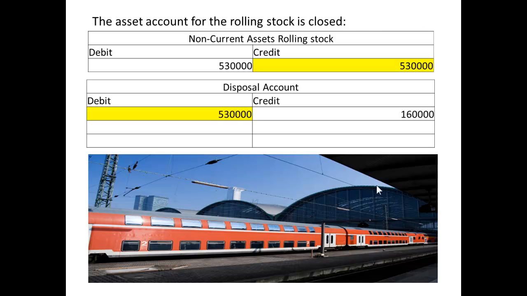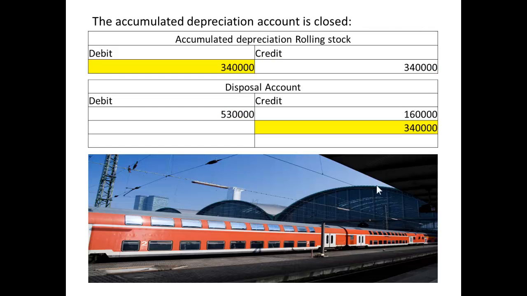Now we've got to close off that account for the rolling stock. Remember, in the assets for rolling stock we originally had a debit for £530,000. So to close it off, we've got to balance it off with a credit for £530,000. So we will credit the non-current assets rolling stock with £530,000, and we'll debit the disposal account with £530,000. So we have our second double entry. Now we can do exactly the same thing for accumulated depreciation. To close that off, we'll debit it with £340,000, and we'll credit the disposal account with £340,000.